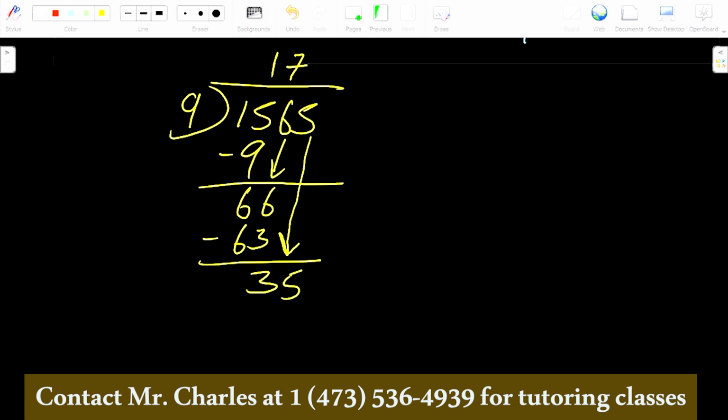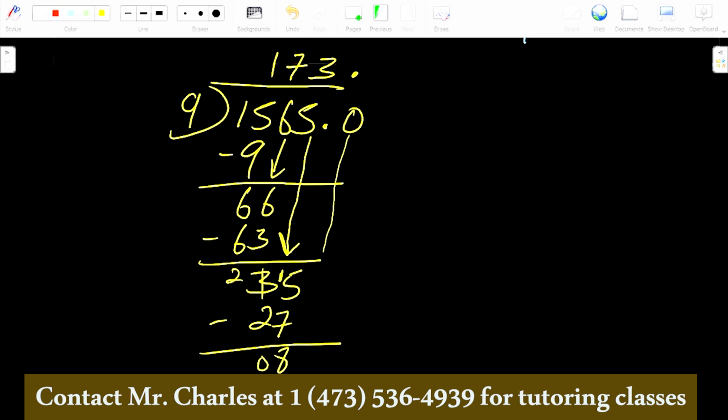9 into 35 is, well, 9 3s are 27. You cannot say 4 because 9 4s are 36. You borrow 1 from the 3 here, you get 2. You put the 1 next to the 5. So 15 take away 7 is 8, and 2 take away 2 is 0. 9 into 8 is 0, so what you have to do is put a decimal point here, put 1 here as well, add a 0 as a placeholder, and bring it down.